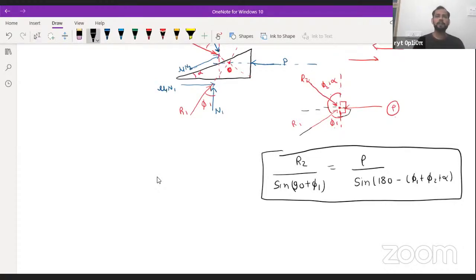Okay, so right now I'm taking one problem here. I am giving 3 minutes to you. In that time, I will draw the free body diagram. So please try to solve that question on your own.